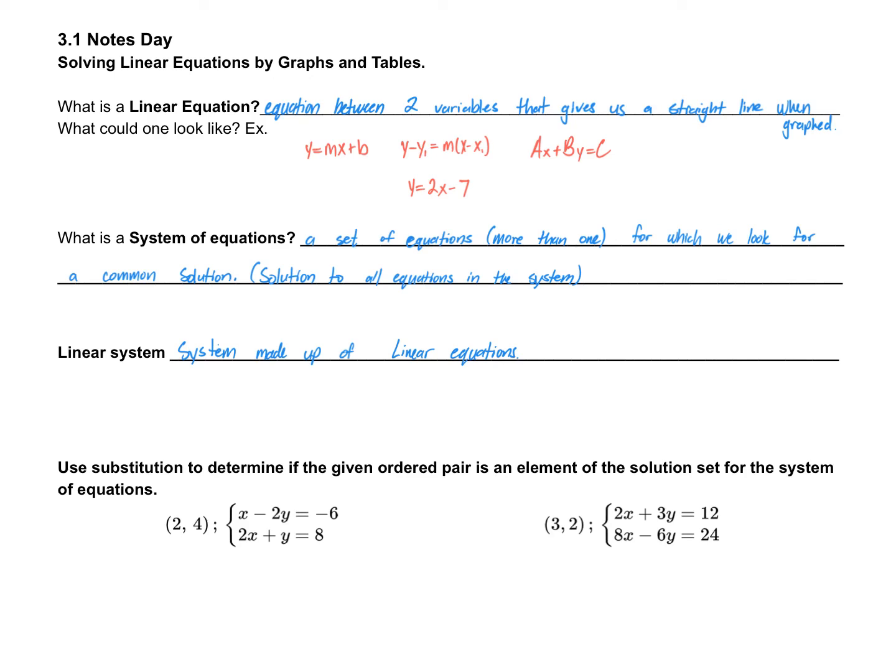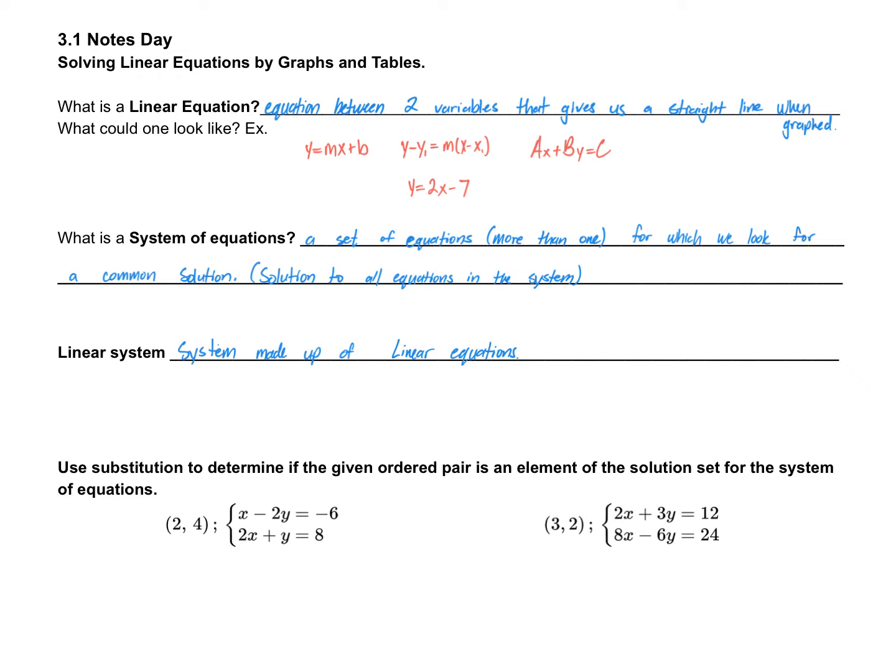Alright, today we are starting chapter 3, and 3.1 is solving linear equations by graphing and using tables. So a linear equation is an equation between two variables, typically x and y, that when we graph it gives us a straight line. So no curves or anything.